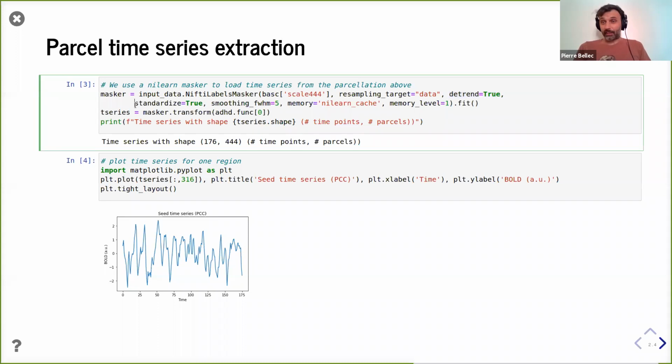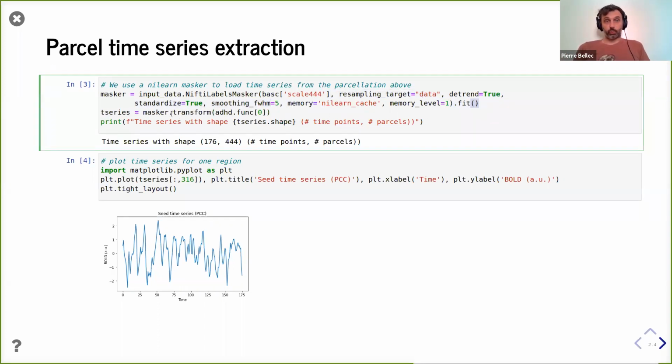We're going to standardize the data. That means that all our time series are now going to have a zero mean and unit variance. We're going to smooth spatially the data a little bit, and then some boring options. And we apply fit, which initializes the masker. We don't really need to specify any data to initialize it because we've already provided the mask, so there's no parameter to the fit part.